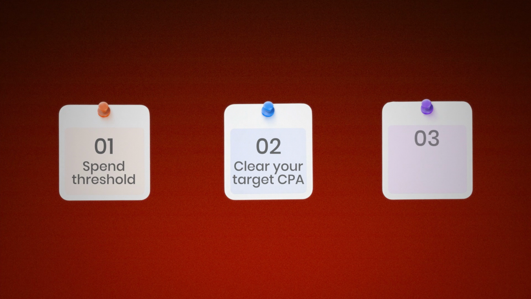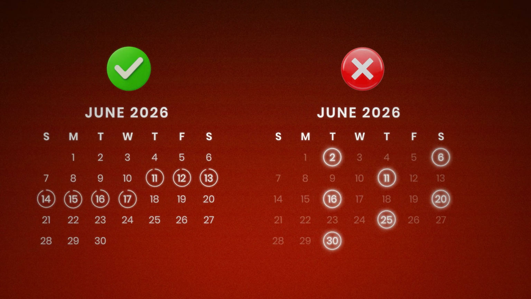Now finally, constraint 3 is the concept must hold for 7 consecutive days. Not 7 total days, but 7 in a row. The reason it has to be consecutive is that Facebook's algorithm doesn't deliver evenly across the week. Weekend behavior is different from weekday behavior. So a concept that crushes it on Monday through Friday but tanks on the weekend hasn't actually proven itself over a full week. One bad day anywhere in that stretch and you reset the clock.